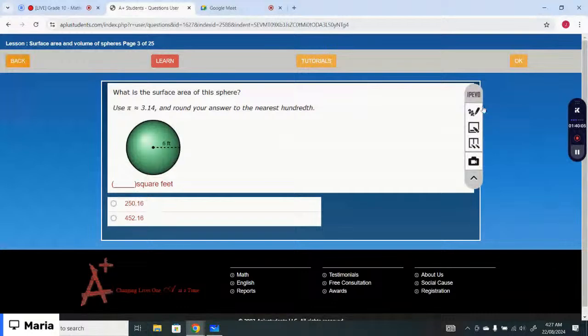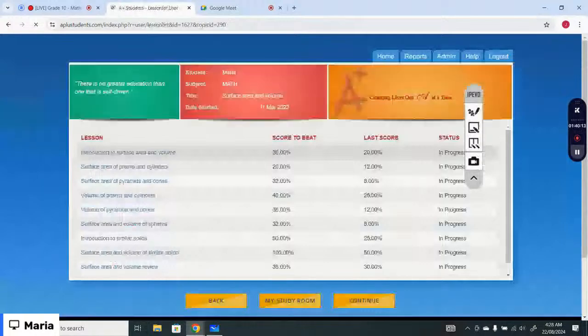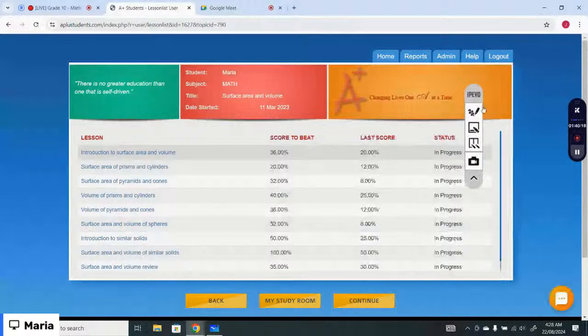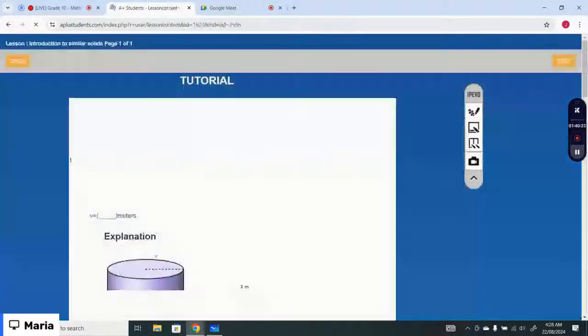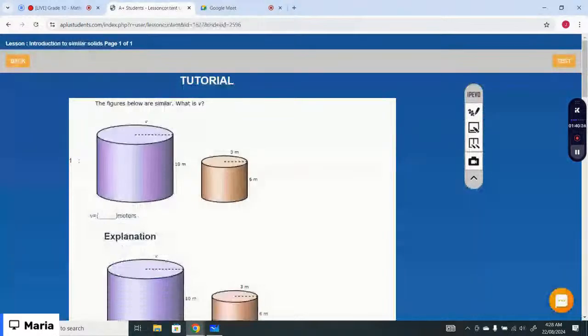Okay, you can complete the lesson by yourself later today. Let me just move on to next lesson, that is introduction to similar solids. Let's just start with the lesson. Okay, the figures below are similar. What is V? So first we are going to learn.